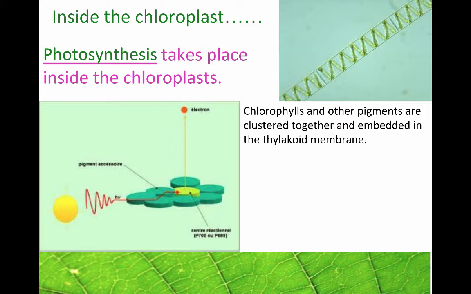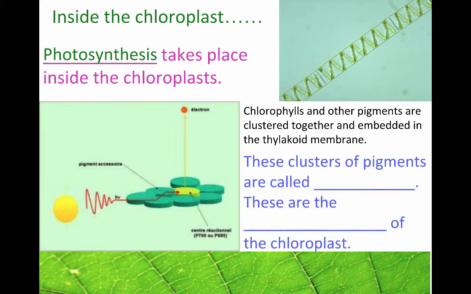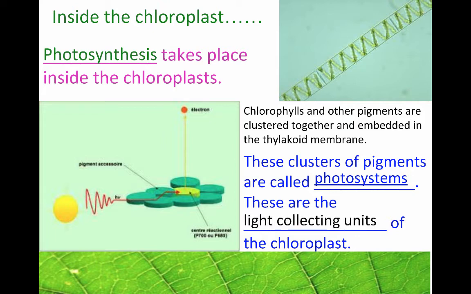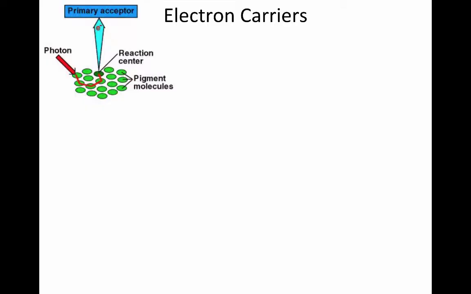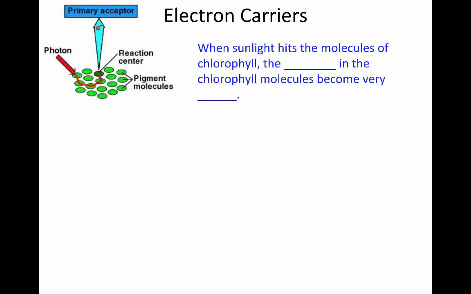Well, pigments are complexes of molecules, including proteins. And so these clusters embedded in the membrane are referred to as photosystems. So chlorophyll, the accessory pigments, and the proteins associated with capturing sunlight are all clustered together, and we call that cluster a photosystem. And so the photosystem is actually the light harvesting unit, the solar panel of the chloroplast, if you will, right? They collect the light. Now, the question is, okay, when they collect the light, what happens to it? Again, it's not magic. Something has to occur.